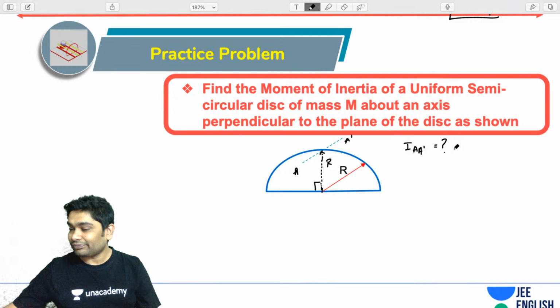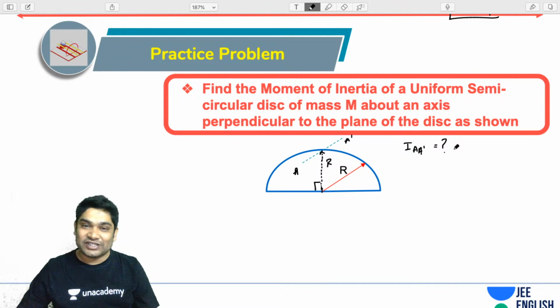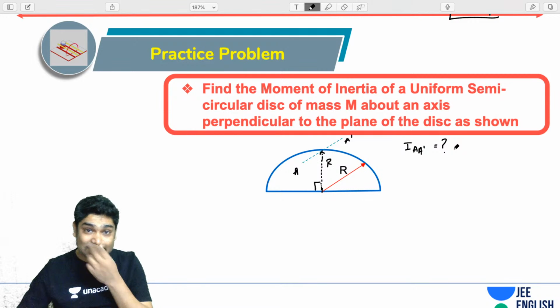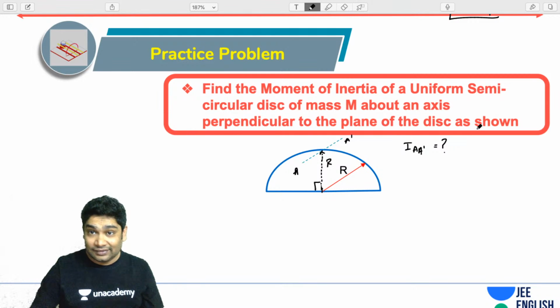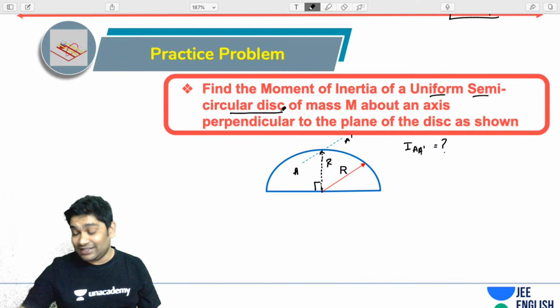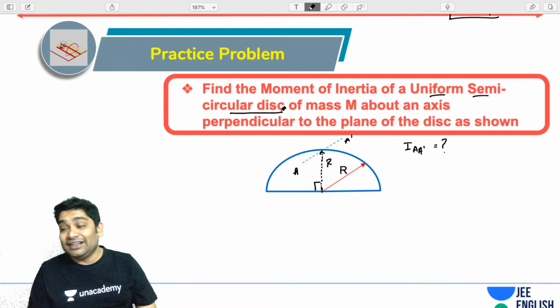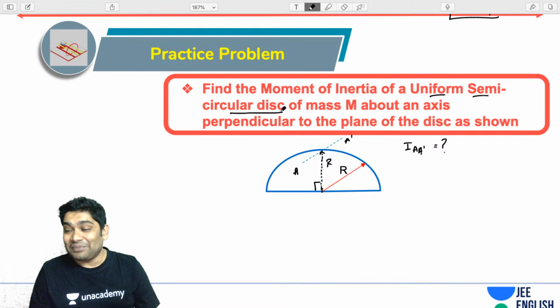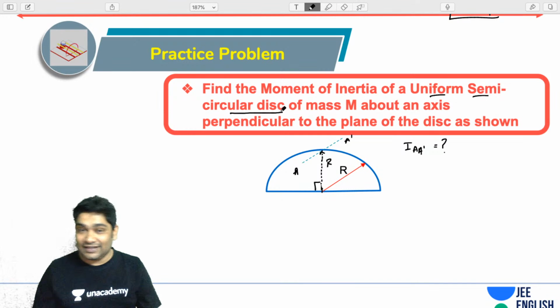Absolutely. And for a semicircular ring, what is it? What is it for a semicircular ring? This is a disk, by the way. This is a uniform semicircular disk. So for a disk, the center of mass lies at a distance of 4r over 3 pi. And how about for a ring? Where does it lie for a ring? So where is it for a ring, Rishabh?